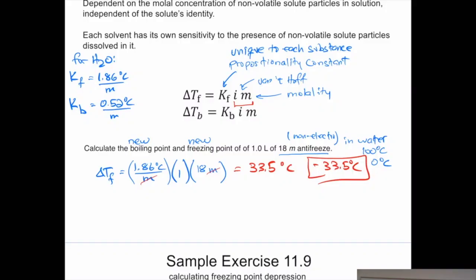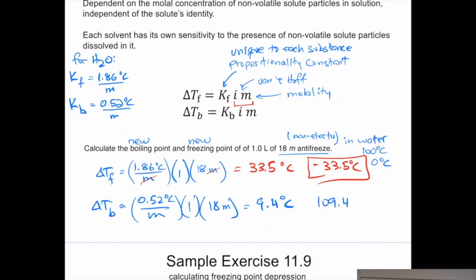All right, let's do the boiling point elevation. Delta T sub B. Now we have a different K. That's going to be 0.52 degrees Celsius per molal. Van 't Hoff factor is still 1. We're still at an 18 molal solution. So that gives us 9.36, 9.4. So what's the new boiling point? 109.4 degrees Celsius.